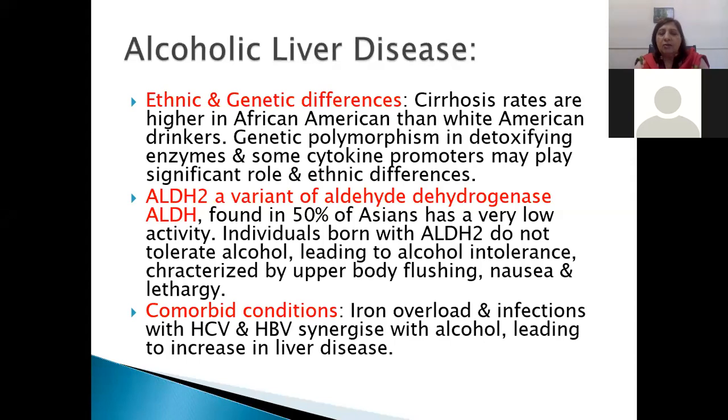So in the case of Asians who do not have aldehyde dehydrogenase type 2 enzyme, they cannot digest their alcohol, so it's going to be upper body flushing, nausea, and lethargy. Comorbid conditions. Comorbid condition means that the person is already having some liver problems, and on top he or she is taking alcohol. Iron overload and infections with hepatitis C virus and hepatitis B virus synergize with alcohol, leading to increase in the alcoholic liver disease.